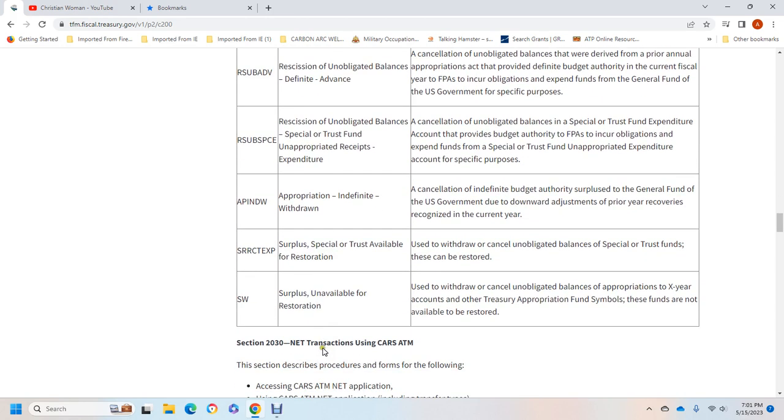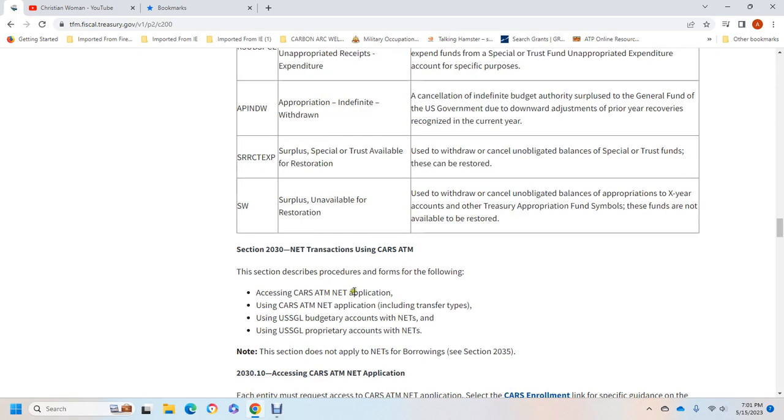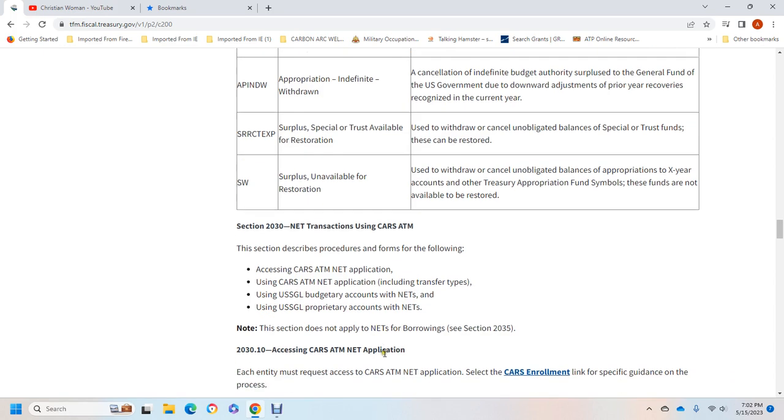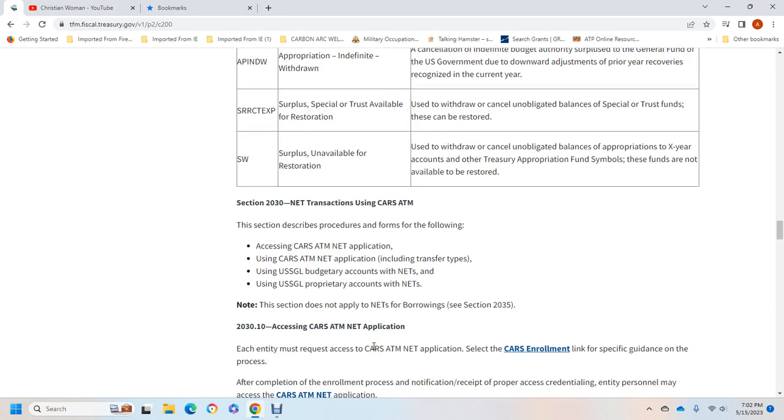to restoration. The non-expenditure transfer transactions over the CARS ATM special describe the procedure forms as the CARS ATM non-expenditure transfer application, including transfer types, USSGL budgetary account for non-expenditure transfer. This section does not include the non-expenditure transfer for borrowings, section 2035.